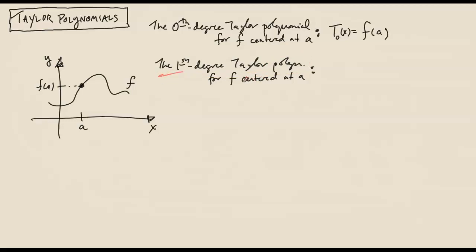But it's the first degree Taylor polynomial for f centered at a. So it's going to be some first degree polynomial, a line, a linear equation, that passes through this point and hugs the curve as closely as possible in a neighborhood of a, better than any other line that passes through this point. In other words, of all the lines that pass through that point, we want the one that is closest to this curve near a.